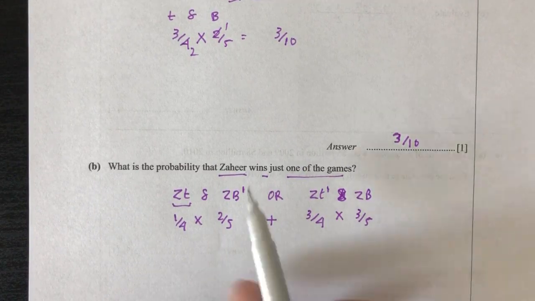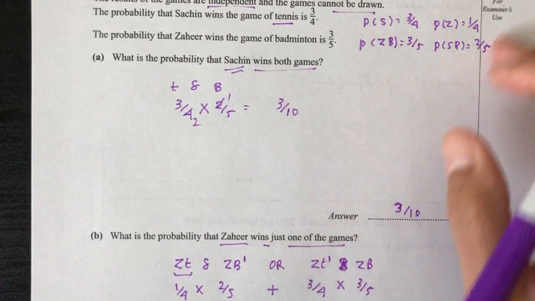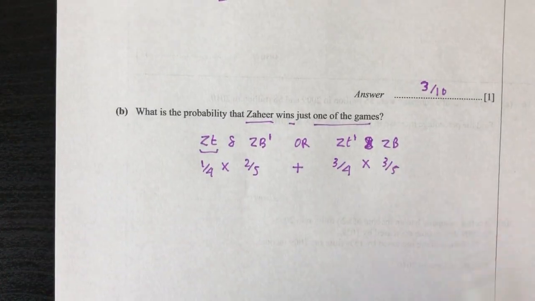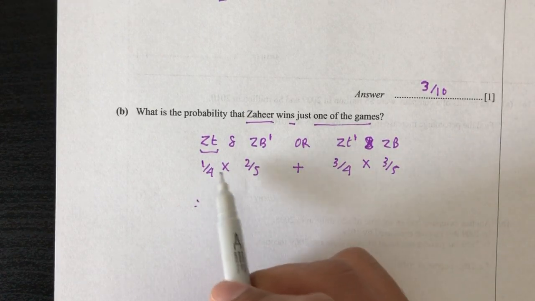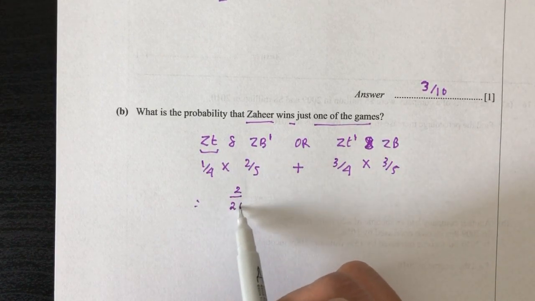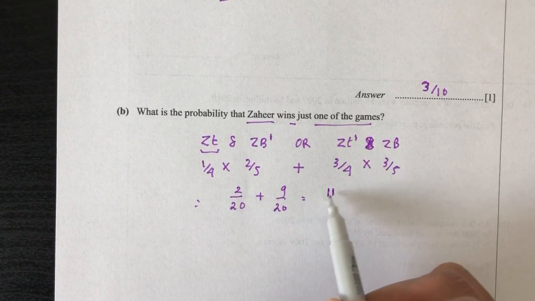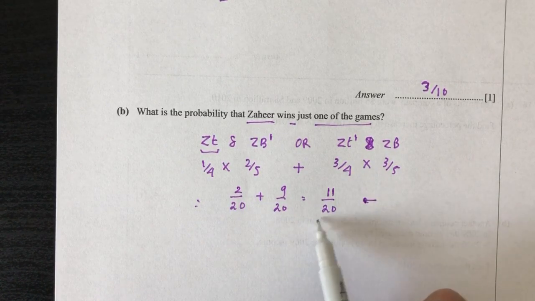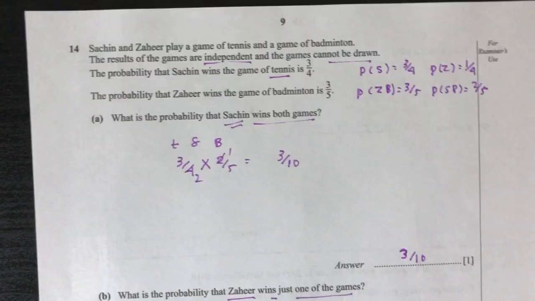So you just have to be careful here choosing your percentage, your fractions. Just look at the answers properly and choose the right one. So we have to simplify this. So we have 2/20 plus 9/20. That will be 11/20. Your answer is this. 11/20 for he wins just one of the games.